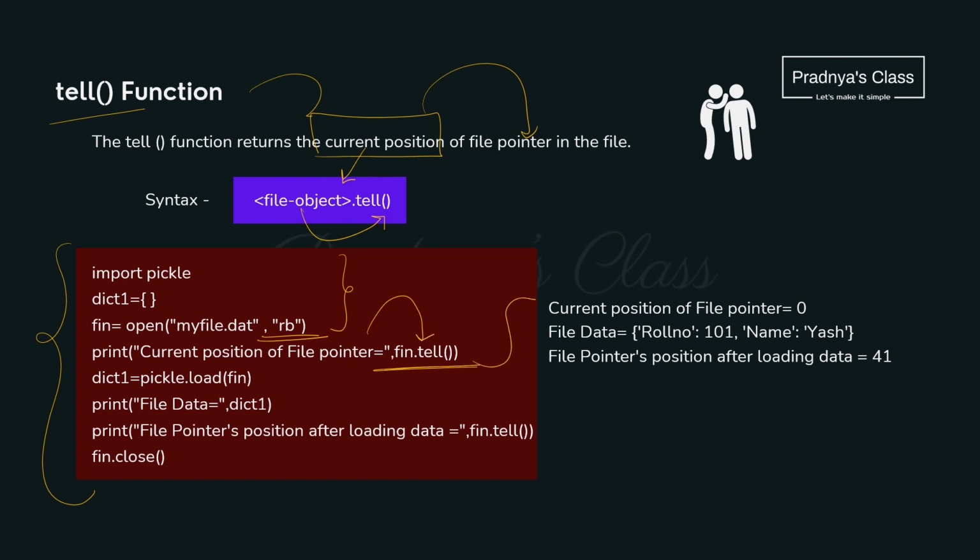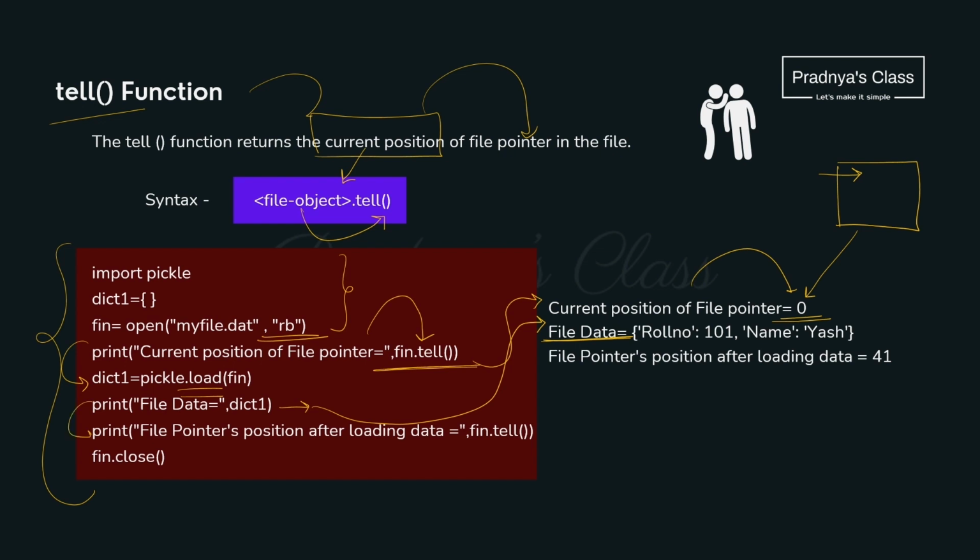Look at the output. The current position of the file pointer is equal to 0. When we open the file in the read mode, the file pointer will be at the beginning of the file. That's why we are getting this answer 0. After that we are using the load function, with the help of which we are loading data. In the next line we are printing the loaded data. We got one dictionary. This is the file data.